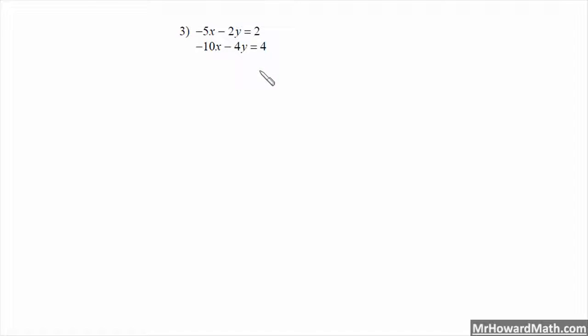So our goal here is to use elimination to solve the system. So let's eliminate the x here. I have a negative 5x in the top equation and negative 10x in the bottom. So I need to match them up with opposite signs. So I need this one to be a positive 10x to eliminate with that one. So to make this a positive 10x, I need to multiply this whole equation by a negative 2. So once I distribute that negative 2 inside there, I would get positive 10x plus 4y equals negative 4.